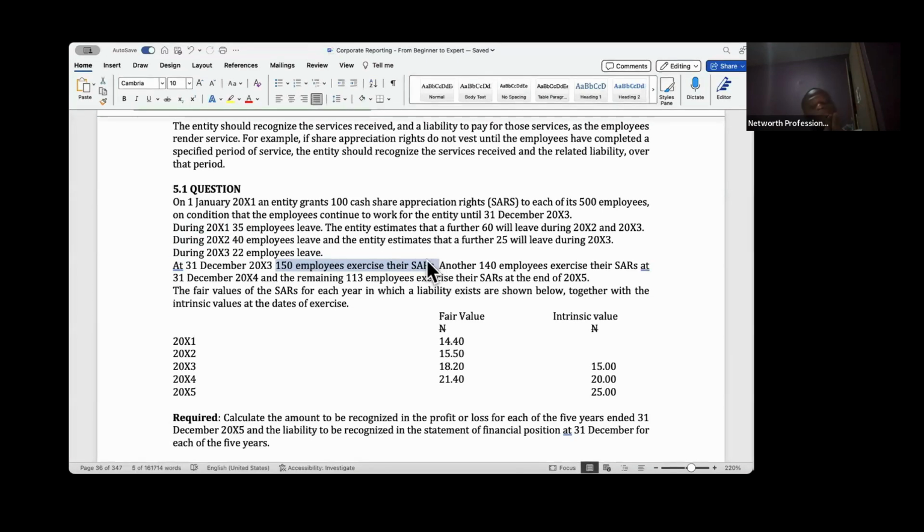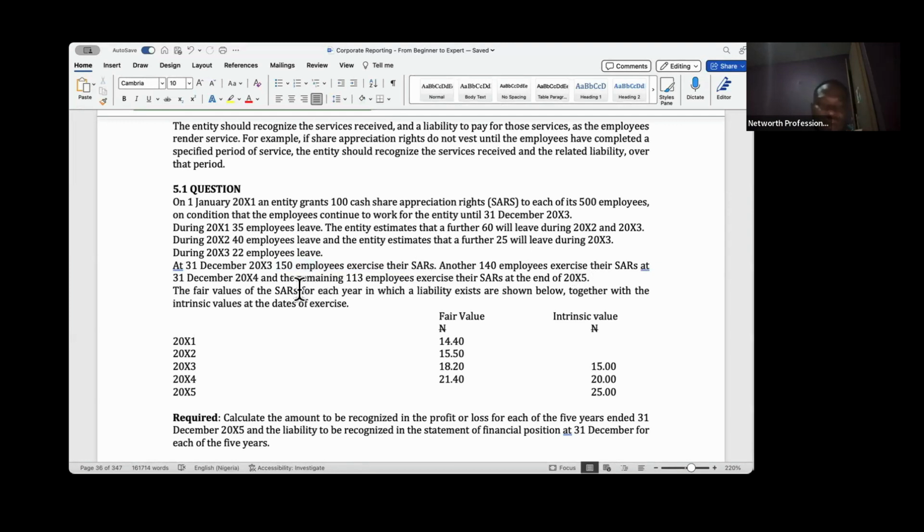Okay, good. At least this one, you see the exercise; we have looked at it before too in equity settled, so it's good. So now they said another 140 exercise in 2004, and the remaining 113 exercise in 2005.